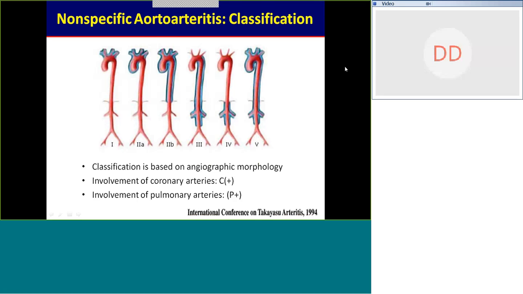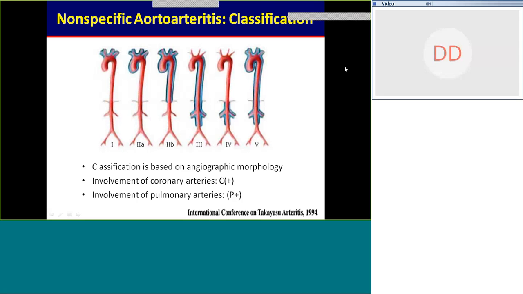Type 5 is the one which has involvement of practically the whole of the aorta, which is like a diffuse variety. So classification is primarily on angiographic morphology. If there is involvement of coronary arteries, we call it C+. So you write aortoarteritis type 1 C+, or type 5 C+.